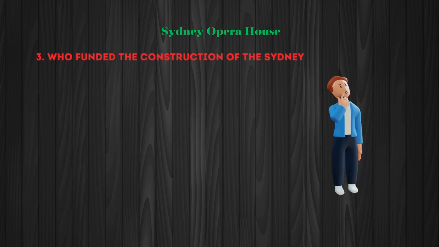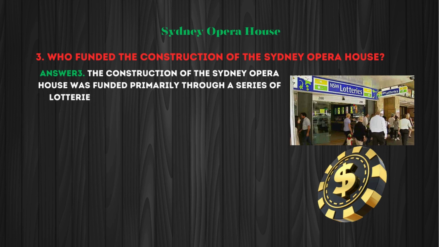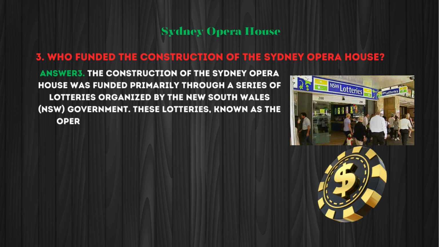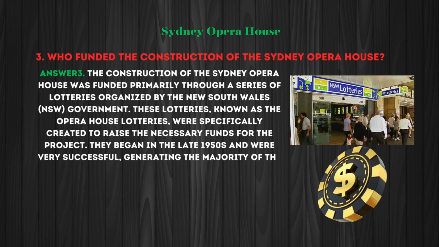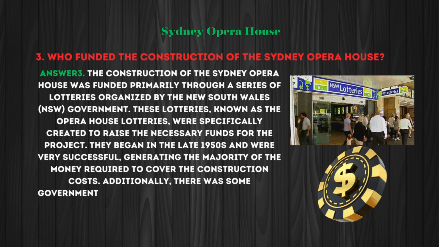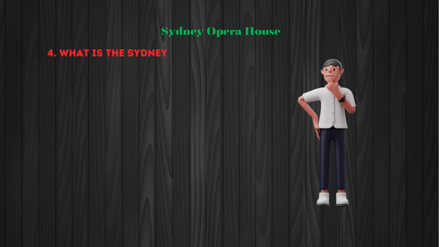Who funded the construction of the Sydney Opera House? The construction of the Sydney Opera House was funded primarily through a series of lotteries organized by the New South Wales NSW government. These lotteries, known as the Opera House lotteries, were specifically created to raise the necessary funds for the project. They began in the late 1950s and were very successful, generating the majority of the money required to cover the construction costs. Additionally, there was some government funding and public support, but the lotteries were the main source of financial backing.